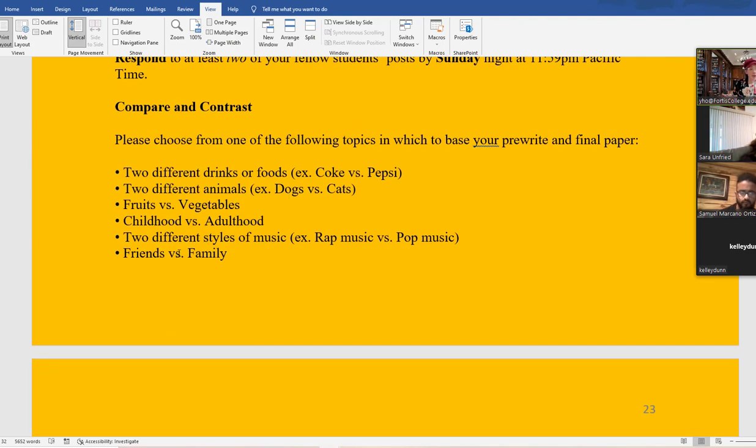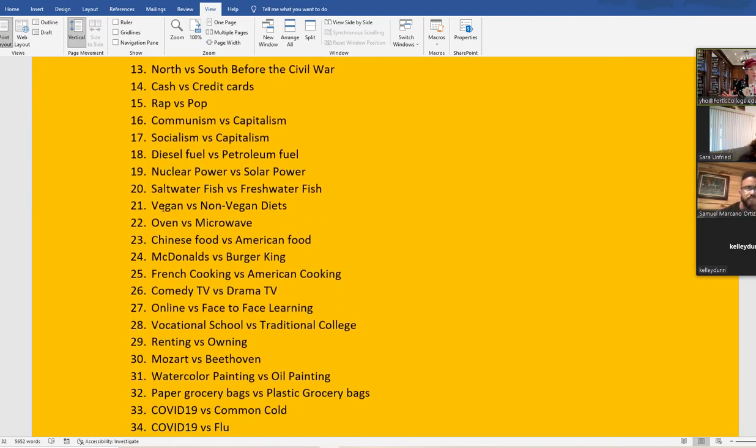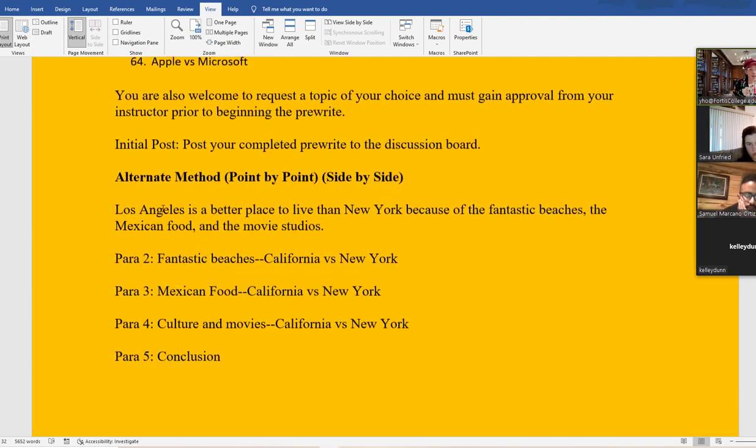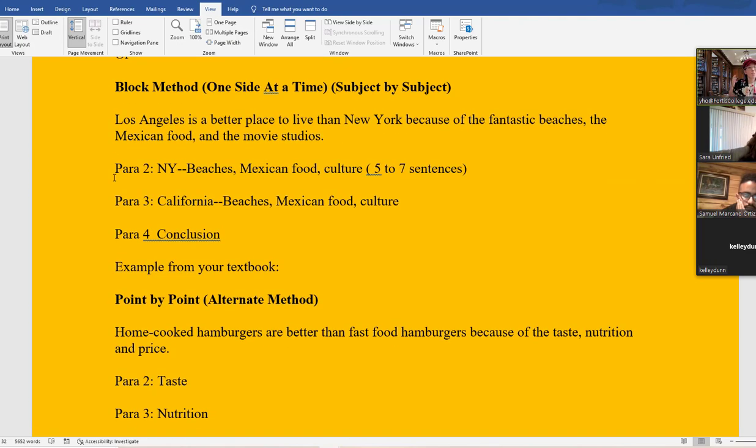So you could choose from these topics, or you could choose from all of these topics for your essay. And then you have the alternate method. Okay, so the alternate method, before I showed you the block method.